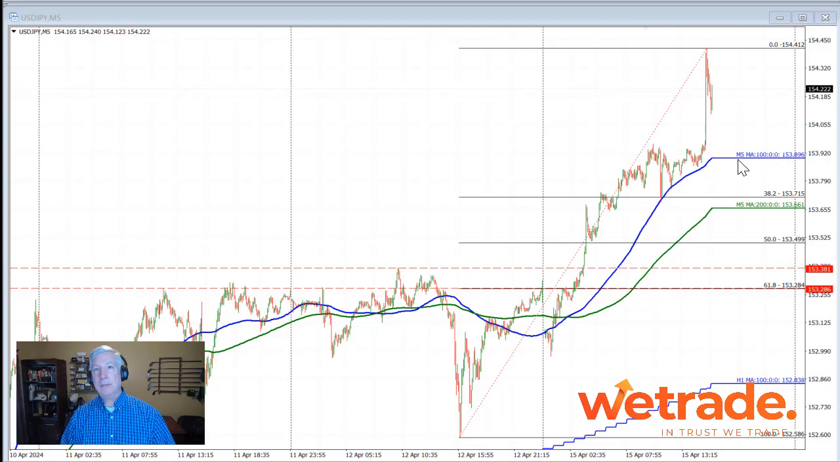So be aware. Close support comes in at 153.89 right now and moving higher, just because the market did hold that 100 bar moving average a number of different times here. So I think the market is paying attention to it.